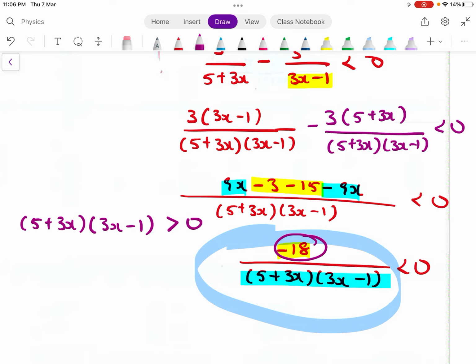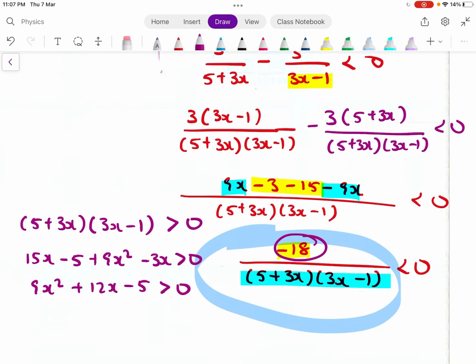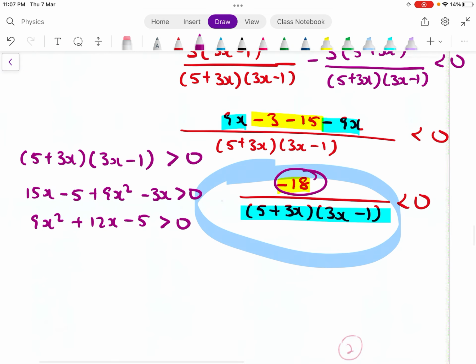The next thing is I expand first, then after that, I will factorize. So expanding, what I'll get is 15x minus 5 plus 9x squared minus 3x more than 0. I rearrange a bit: 9x squared plus 12x minus 5 will be more than 0. Obviously, you can see that it's a positive 9x squared. So what I want to do now is to draw a happy face. It's a topic that we learned before, back in the days of Sec 3. I can only draw a happy face provided that the coefficient of x squared is positive. That's why I expand to double check whether it is positive or not.